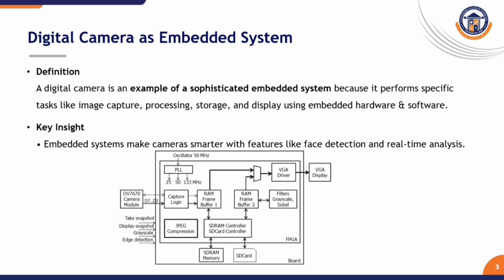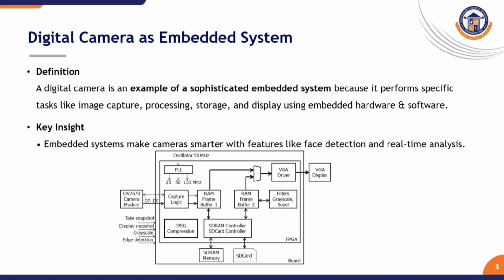A digital camera is considered a sophisticated embedded system. Why sophisticated? Because it performs multiple tasks such as image capture, image processing, image storage, image display, user interaction. All these operations are controlled by embedded processors and controllers. The key insight here is embedded systems make cameras an intelligent device. It adds features like face detection, autofocus, auto exposure, real-time image analysis. All are possible only because of embedded software algorithms running on dedicated hardware.